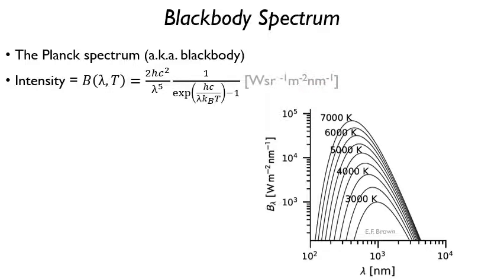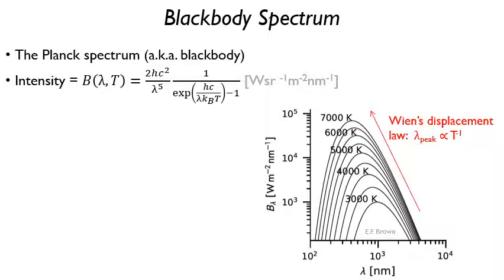So when we actually plot the blackbody spectrum, it looks something like this. So for a fixed temperature, let's say we have a 3000 Kelvin object and it's a perfect blackbody, the distribution is going to look something like this for the intensity. Okay, now as you increase the temperature, you note that the distribution shifts to smaller wavelengths. It also gets more intense.